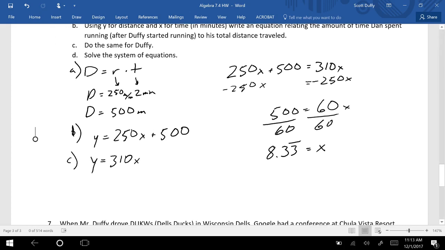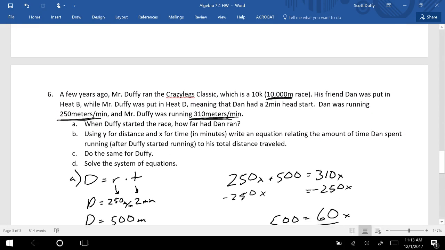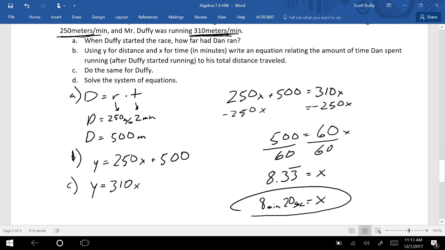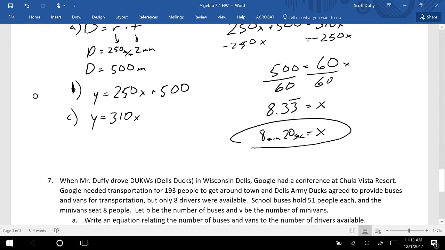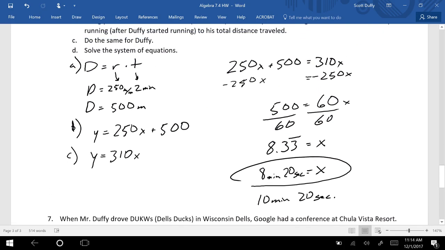So a third of a minute would be 20 seconds. So that would be 8 minutes and 20 seconds. After 8 minutes and 20 seconds of me running, I will catch up to him. But he had already had a 2-minute head start, so his time would have been 10 minutes and 20 seconds. That is the last one I'm going to do with you, leaving number 7 for you guys to do on your own.